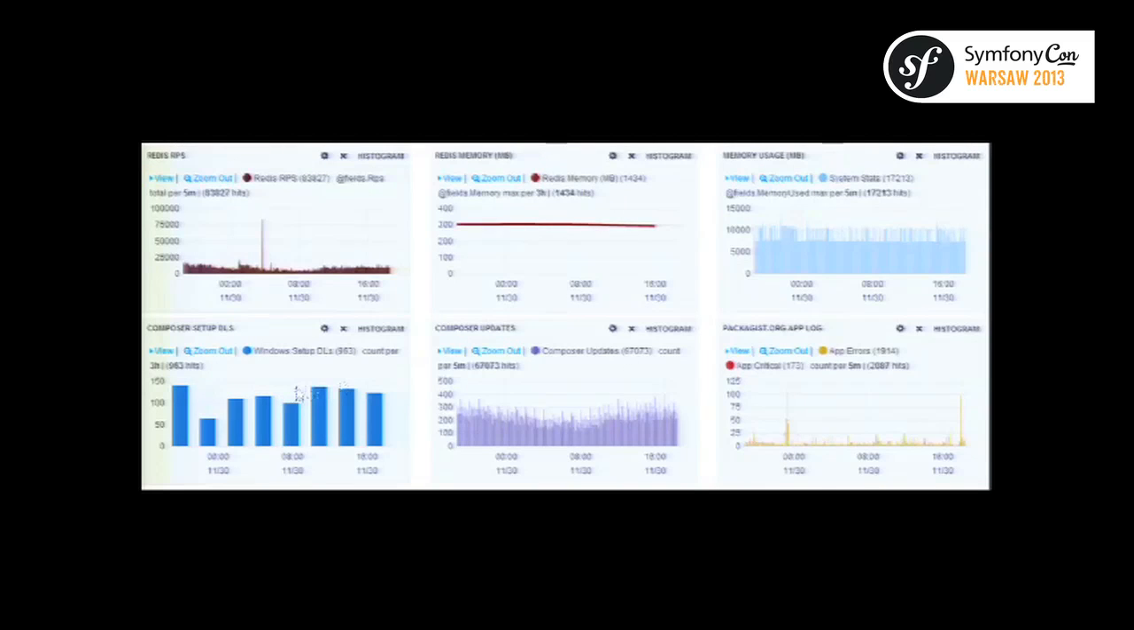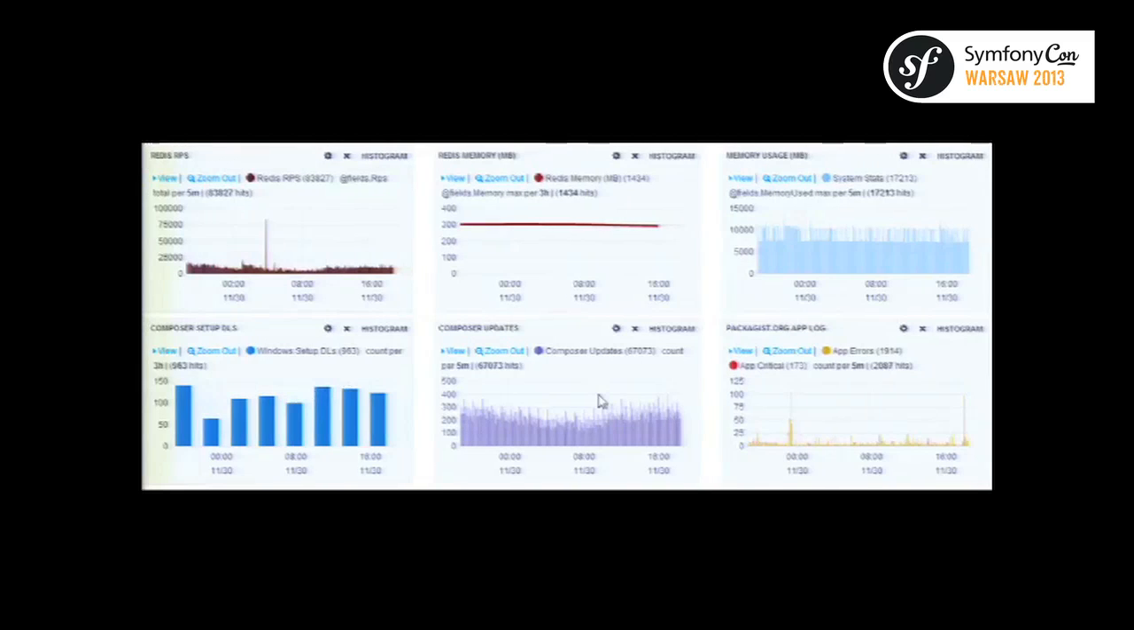Then those two, we see there the downloads of the Windows installer and the Composer updates. Composer updates being like one person running Composer update on their machine.